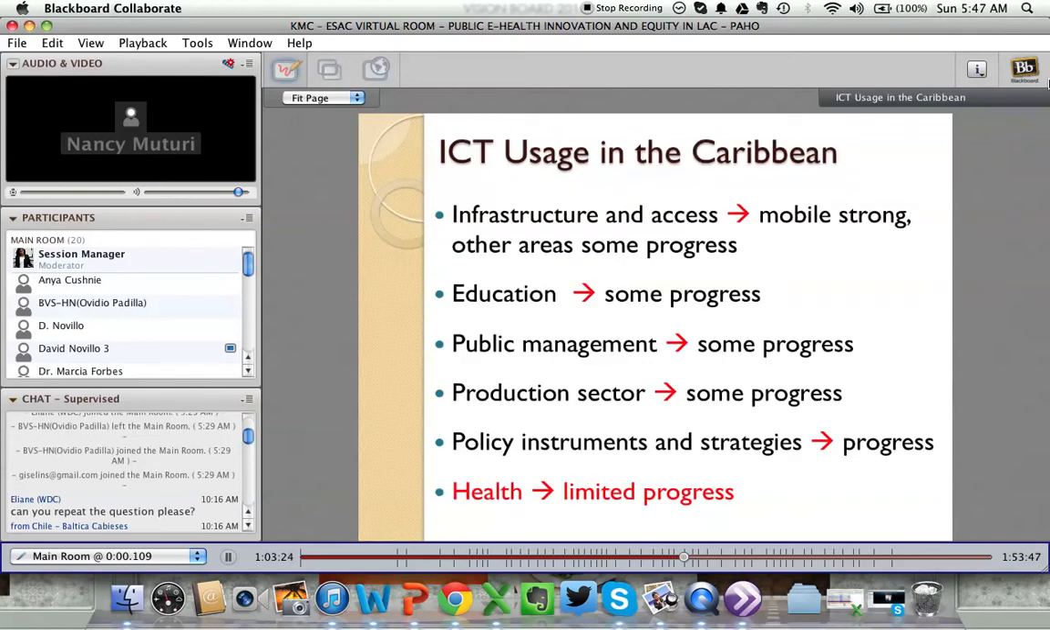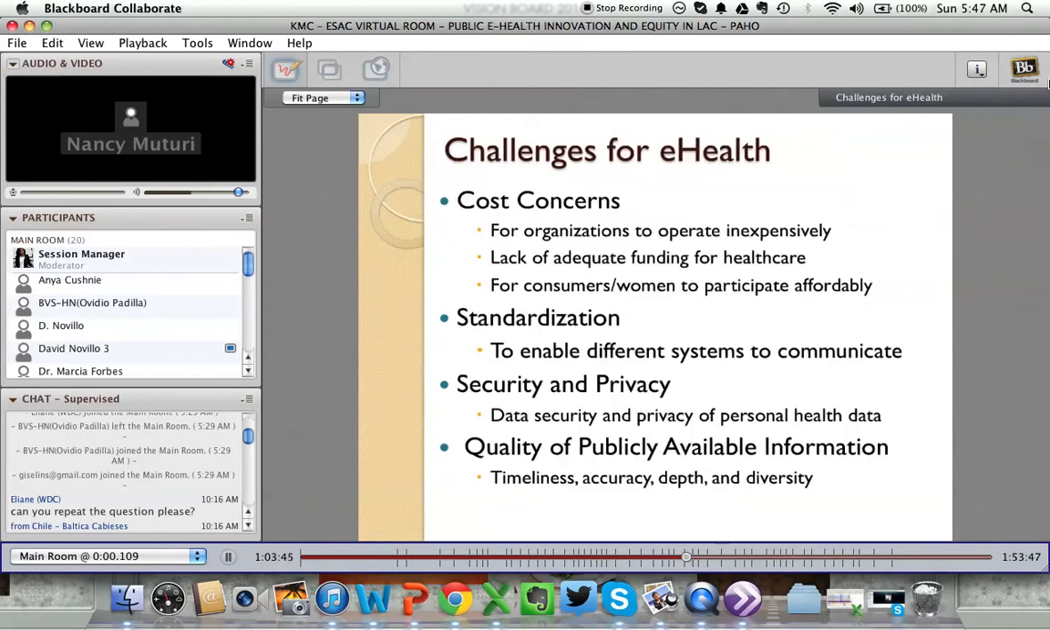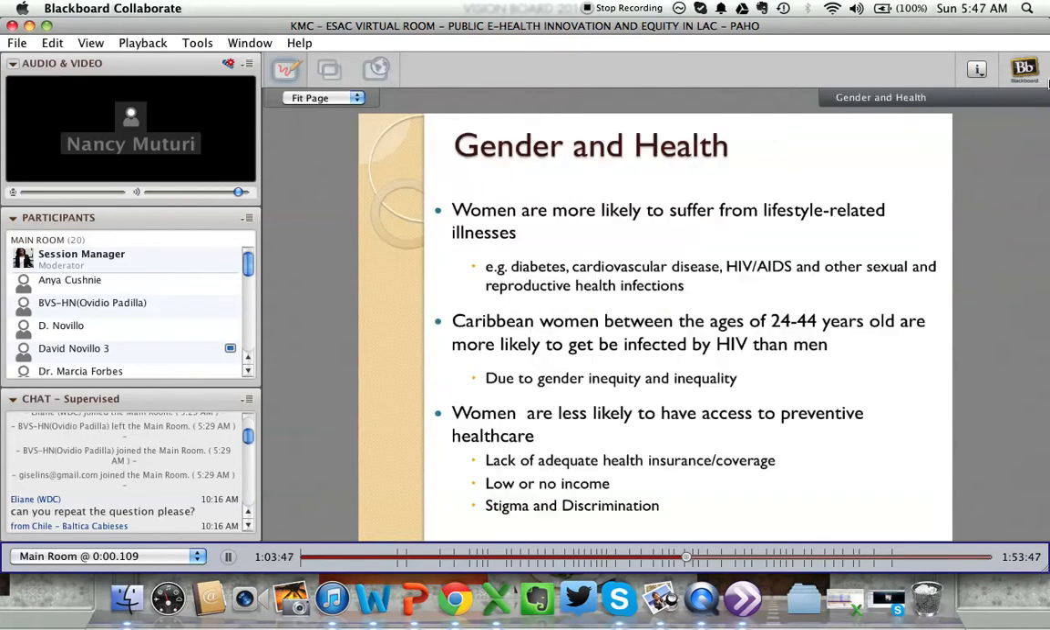Next slide. So, ICT usage in the Caribbean: you can see they've really tried in so many other areas. However, I highlighted health there because there's still very limited usage of ICTs in eHealth. And that is, again, why we want to emphasize a lot more on what can be used.